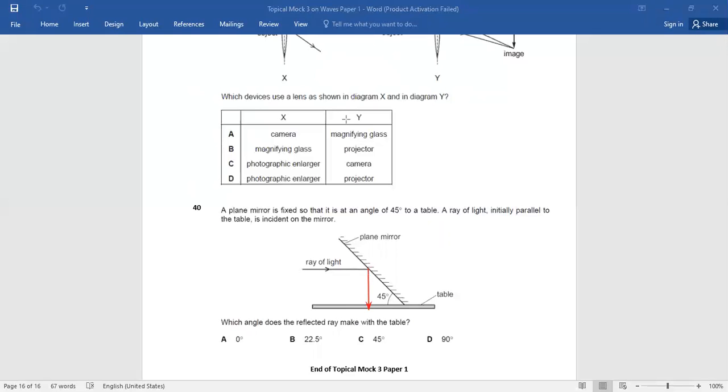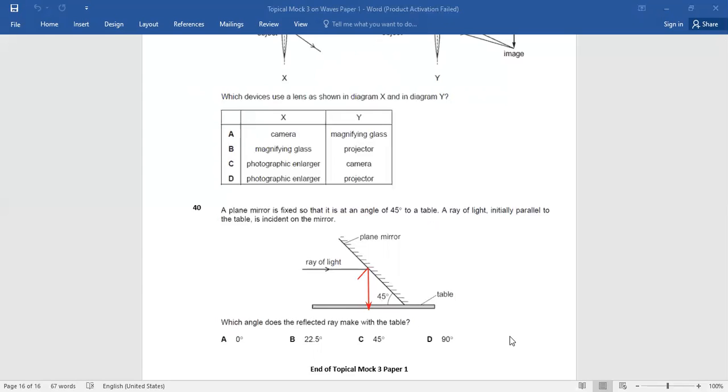If you follow the law of reflection, it's your normal, right? You need to draw the normal and then measure the angle. In between, the two angles are the same, right? I should be equal to R. Then R is here, so the reflected ray should be going in this direction, right? And it is making 90 degrees with the table.